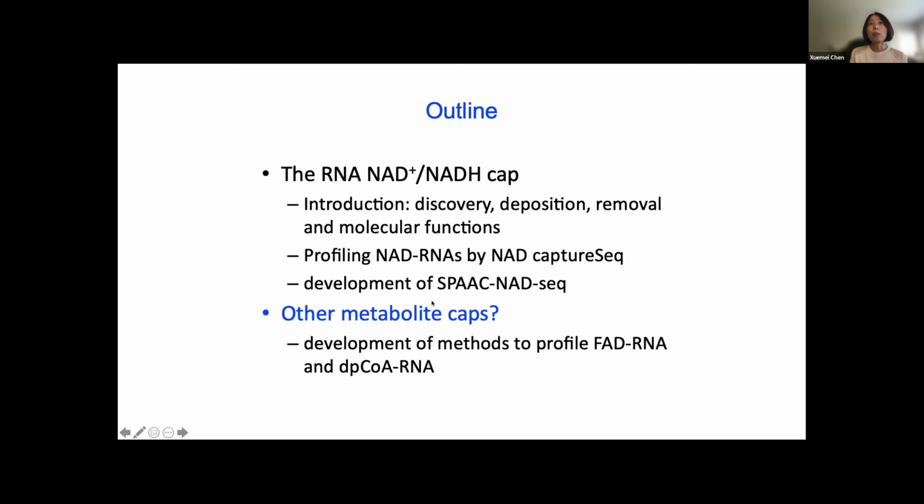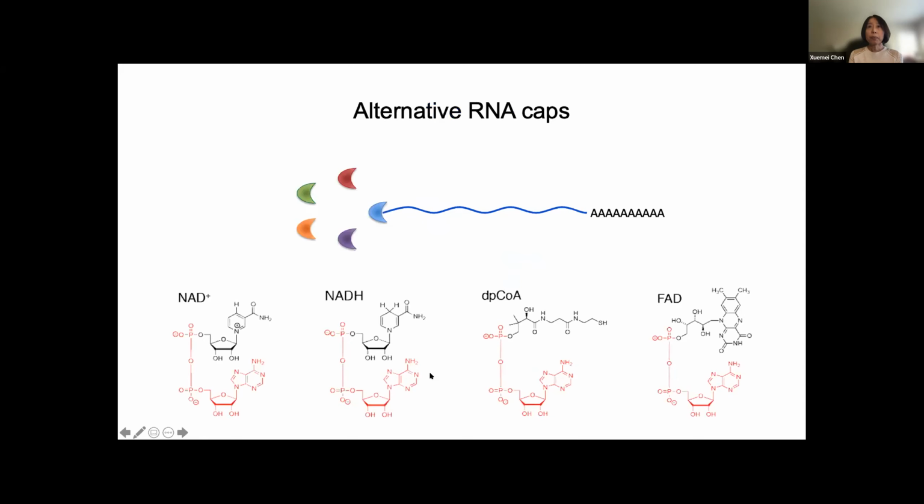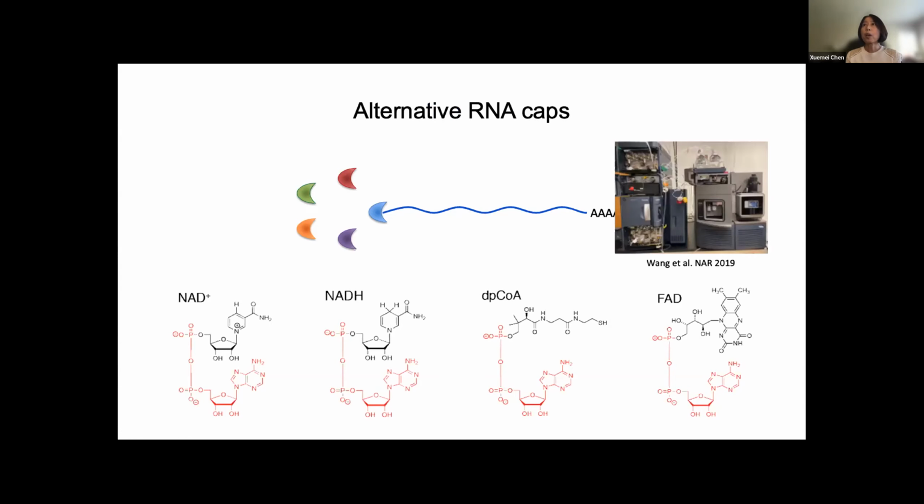Okay, so next, I would like to very briefly discuss our efforts to profile FAD and DP-CoA RNAs. We know that these metabolites can now serve as RNA caps, and most of the knowledge was actually from LC-MS analysis. So the RNAs from E. coli and human cells were digested into nucleotides, and all these cellular metabolites were found to be present in these RNAs.